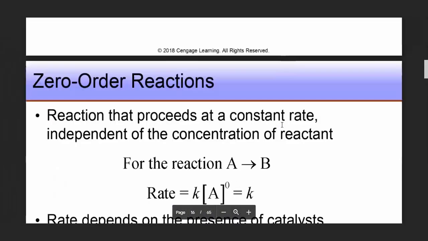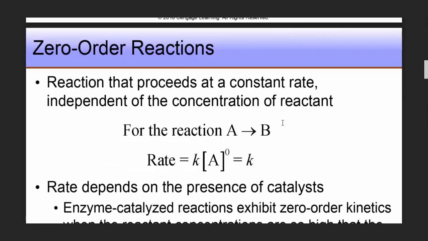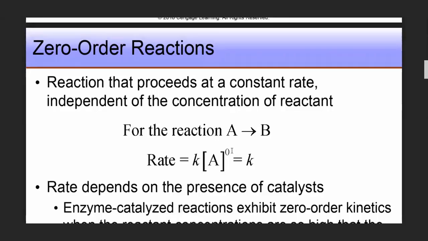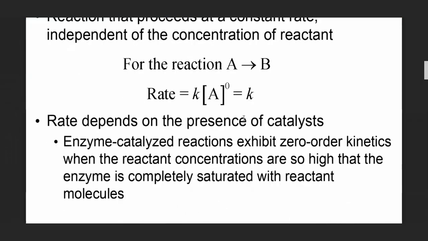However, we also have the so-called zero-order reactions. A zero-order reaction proceeds at a constant rate, independent of the concentration of reactant. For example, for the reaction A going to B, if you see that the rate equals k times the concentration of A to the power 0, and anything to the power 0 is 1, so the rate equals k. So here the concentration of reactant does not show in the rate equation, so we say the rate is independent of the concentration of A, which means it is a zero-order reaction.